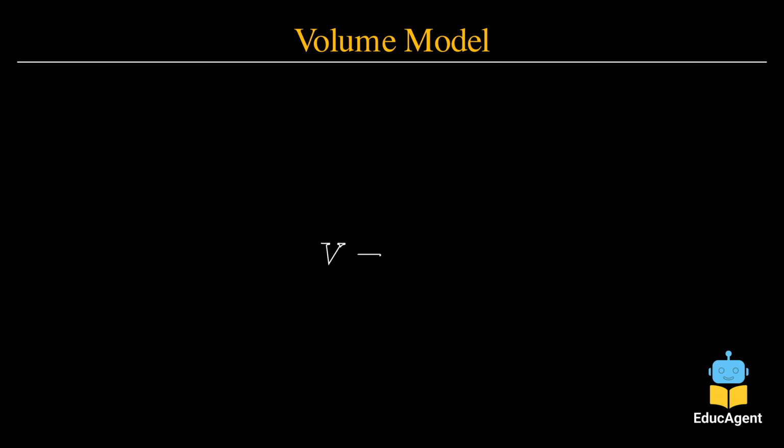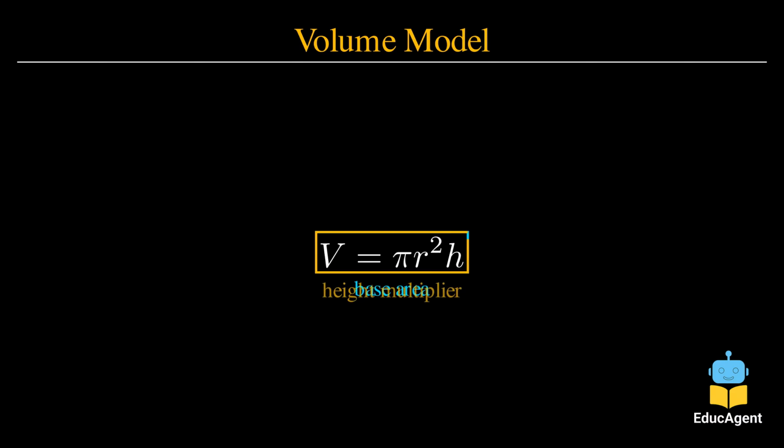The volume of a right circular cylinder equals the area of the base, pi times r squared, times the height h. This formula ties radius and height together. Changing one forces the other to adjust, if volume stays fixed.